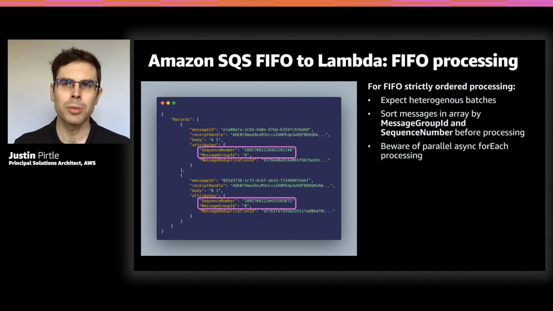So from an ordering perspective, if we need strictly preserved ordering, we want to group by message group ID and sort by the sequence number inside our code and make sure to be cognizant of that. Because if we did something like a forEach, where we just process them with a forEach on the entirety of the array, we could easily process them out of sequence. So it's important to keep this in mind.